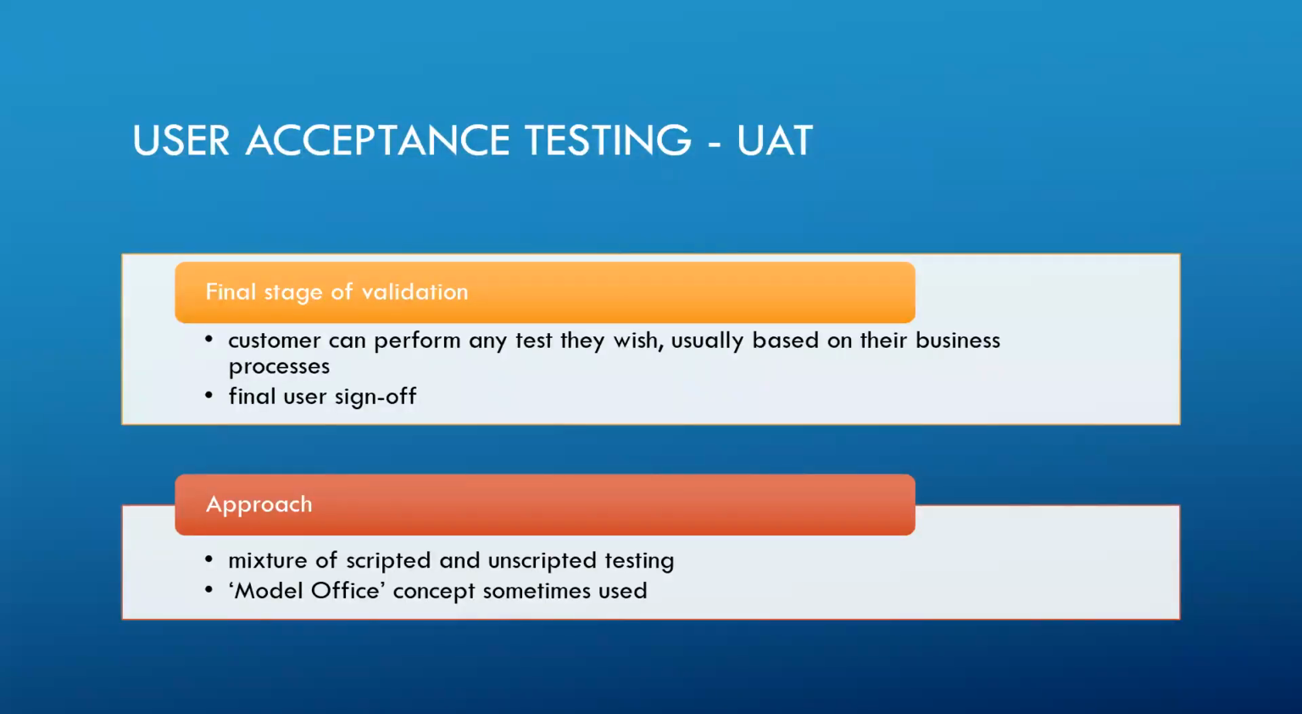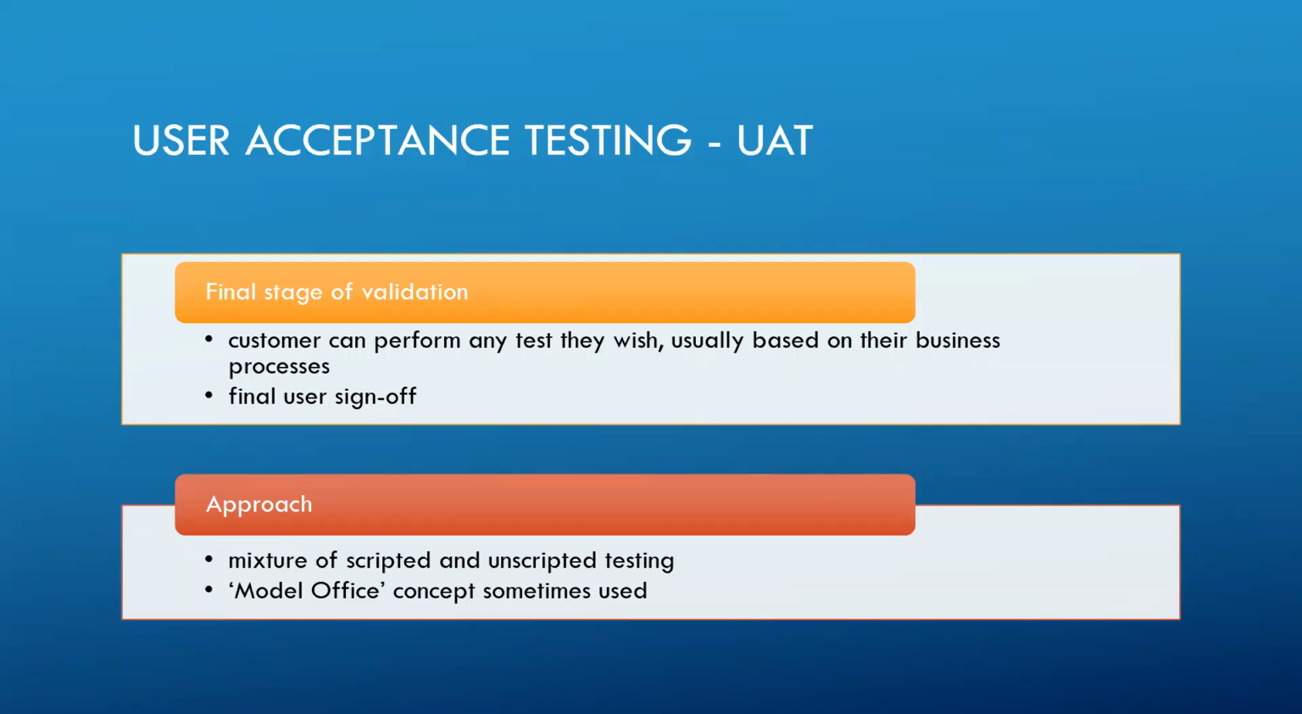Okay. Next, look into the part called user acceptance testing. This is UAT. It is the final stage of validation, where the customer can perform any test they wish, usually based on their business processes. Then comes the final user sign off. They are going to test with their data, real-time data, not test data. For example, if they want to enter customer details, they take the real-time data and test it. If it is working fine, they are going to give the final sign off, saying yes, this is working fine and we can use this application.